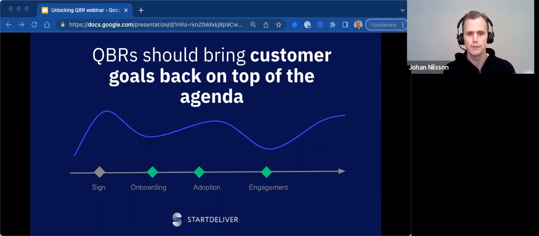Similar to what we discussed during the sales process, after onboarding, in the adoption phase, or wherever we are in the life cycle, we should have these business reviews to talk about how we are doing. Are we achieving the customer's goals, what they're trying to do with us? That's the main purpose behind business reviews, the QBRs, in any format you bring them. We'll get back to that later as well: what type of format we can use for these business reviews.